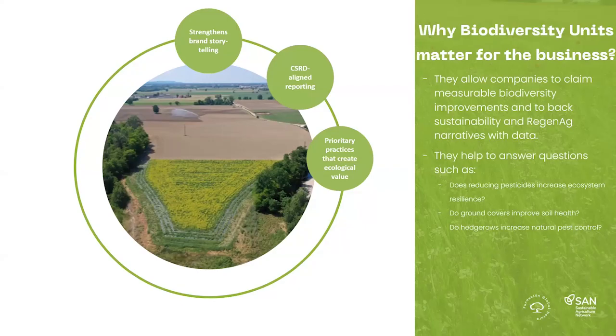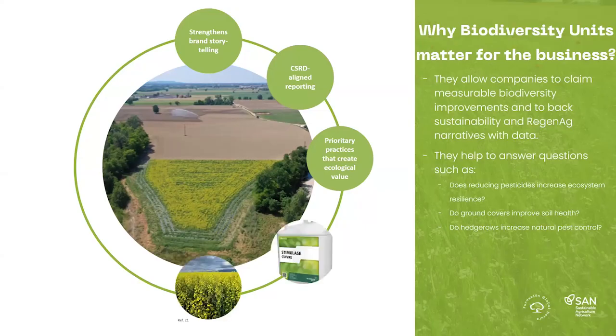And it helps to answer some questions such as, for example, does reducing pesticides increase ecosystem resilience? We can quantify it and say if it is true or not, and at what degree. Do ground covers improve soil health? We can know it through this approach. Do hedgerows increase natural pest control in the crops growing next to them? We can also know that based on this monitoring mechanism.